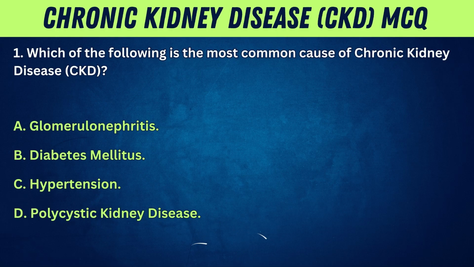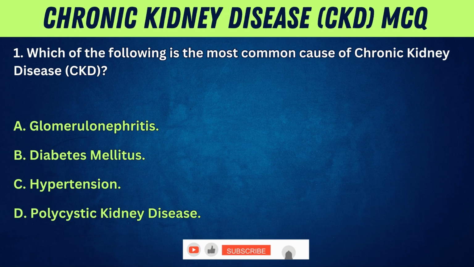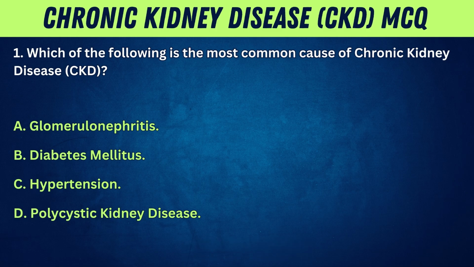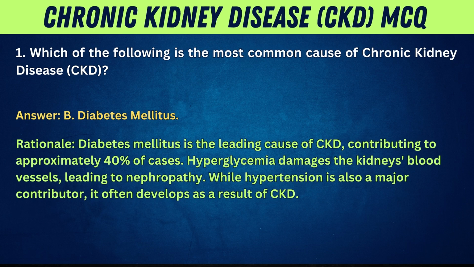1. Which of the following is the most common cause of chronic kidney disease, CKD? A. Glomerulonephritis. B. Diabetes mellitus. C. Hypertension. D. Polycystic kidney disease. Answer: B. Diabetes mellitus. Rationale: diabetes mellitus is the leading cause of CKD, contributing to approximately 40% of cases. Hyperglycemia damages the kidney's blood vessels, leading to nephropathy. While hypertension is also a major contributor, it often develops as a result of CKD.